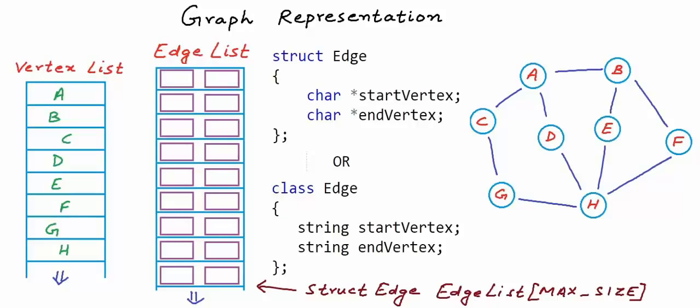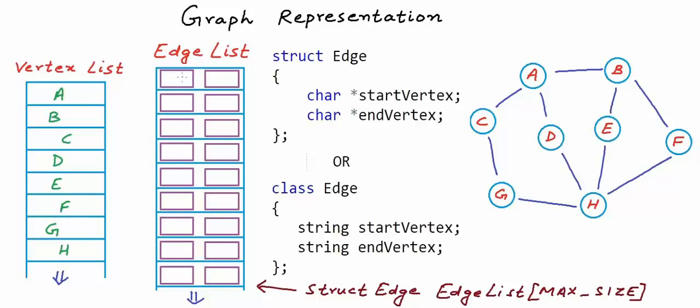Now let's fill this edge list here for this example graph. Each row now here has two boxes. Let's say the first one is to store the start vertex and the second one is to store the end vertex. The graph that we have here is an undirected graph. So any vertex can be called start vertex and any vertex can be called end vertex. Order of the vertices is not important here.